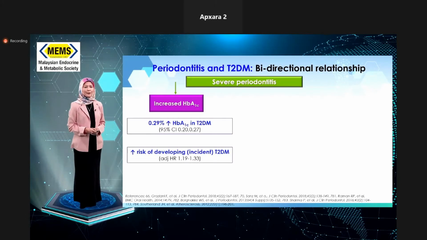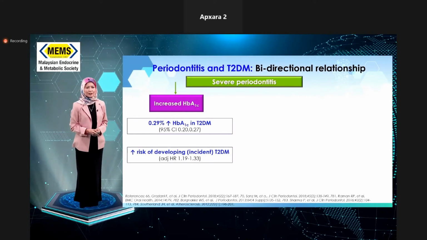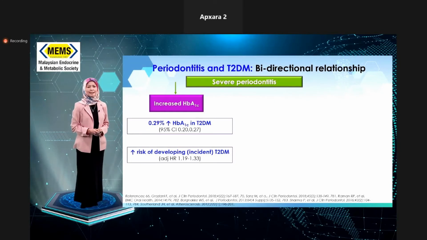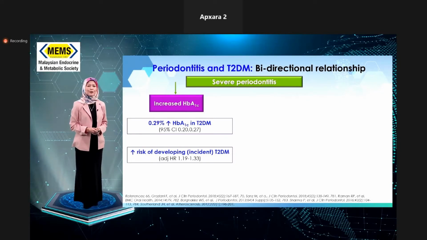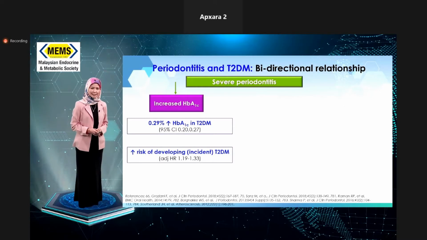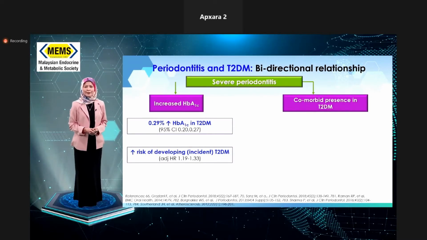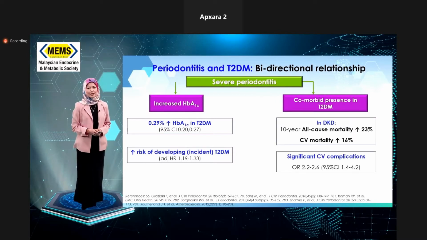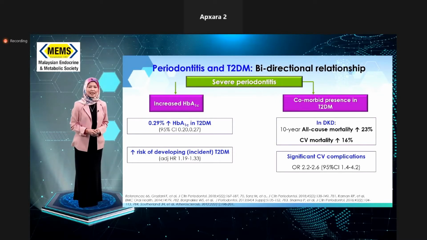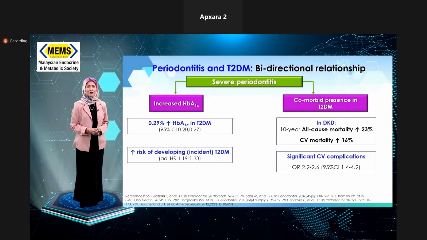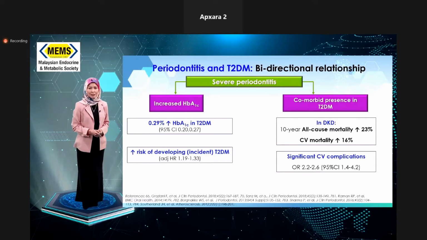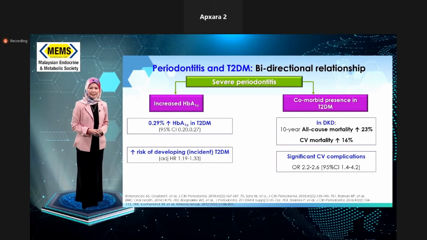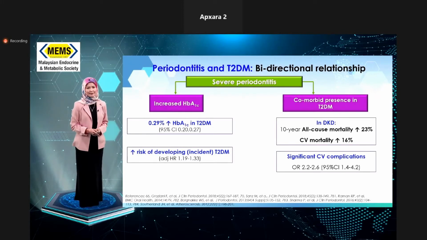An increase in A1C of as little as 0.3% has been shown in type 2 diabetes patients with severe periodontal disease. And the presence of comorbidities in type 2 diabetes, such as diabetic kidney disease, has been shown to increase all-cause mortality by about 23% and cardiovascular mortality by 16%.